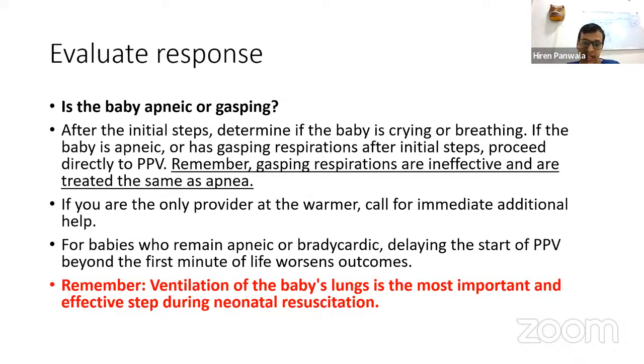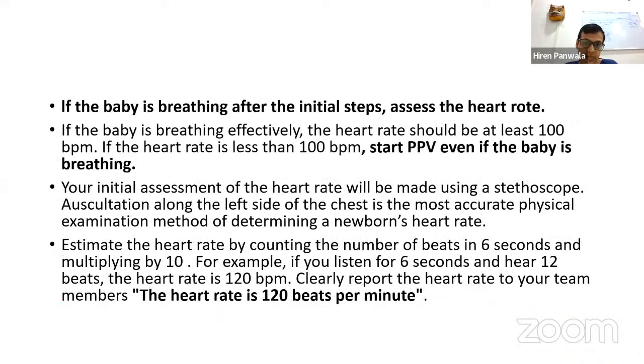During neonatal resuscitation, ventilation of the baby's lungs is the most important and effective step. Unlike in adults and the pediatric age group, here the lungs are filled with fluid and that is what we want to clear, and we know that the heart and everything else is coping well. As soon as we take care of the lungs, the rest of the things will take care of themselves. So, if the baby is breathing after the initial steps, assess the heart rate. If it is less than 100, we may need to start positive pressure ventilation.